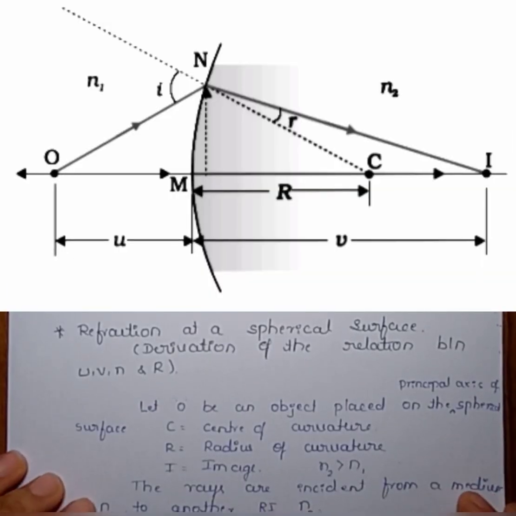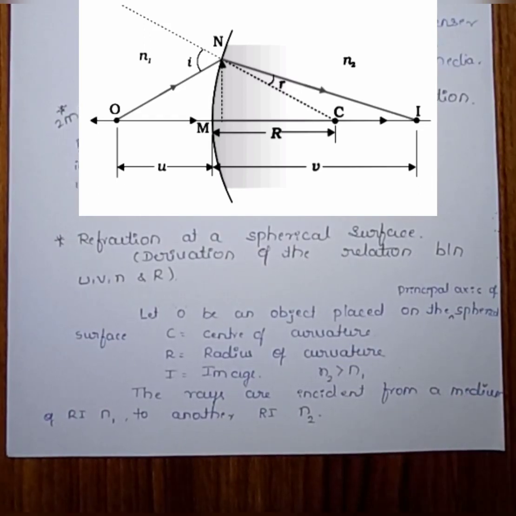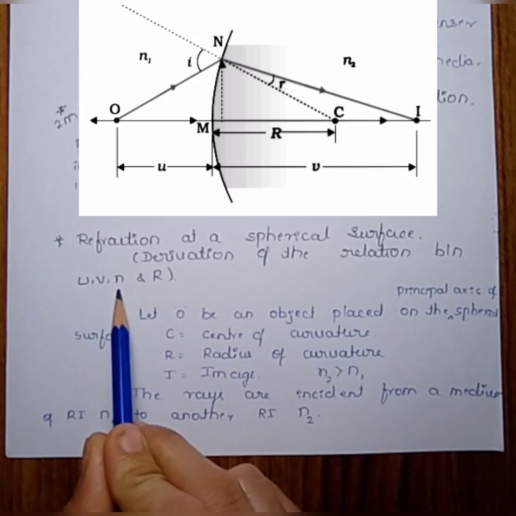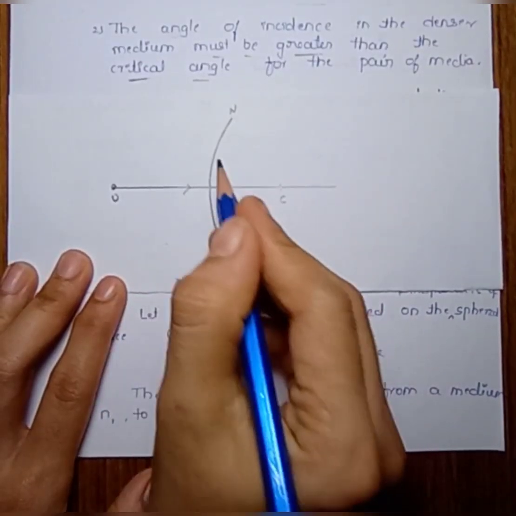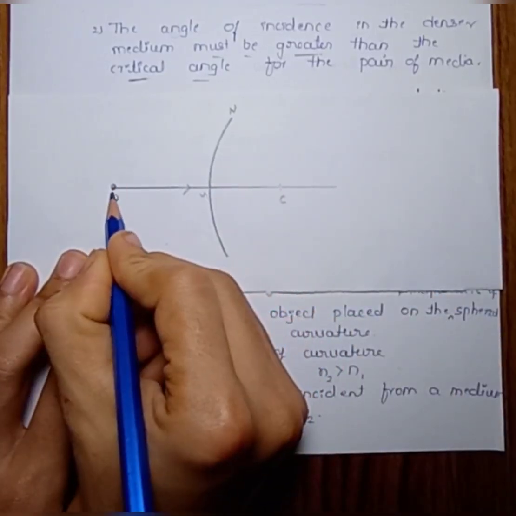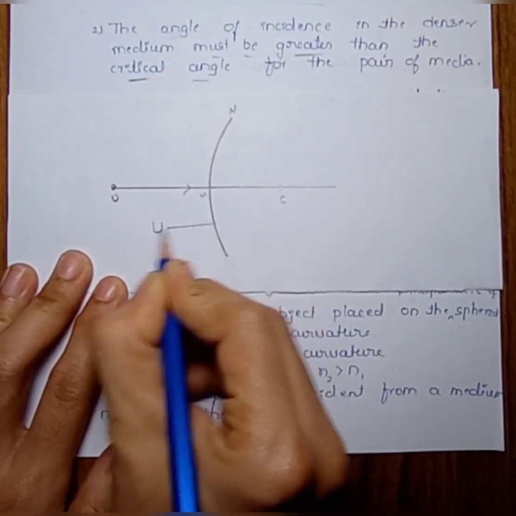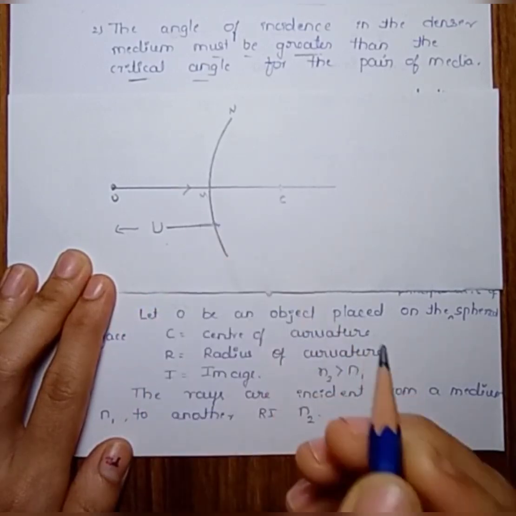Next concept: refraction at a spherical surface. That is the derivation of the relation between object distance u, image distance v, refractive index n, and radius of curvature r. Let us consider a spherical surface NM, and O be the object which is at a distance of u from the pole.